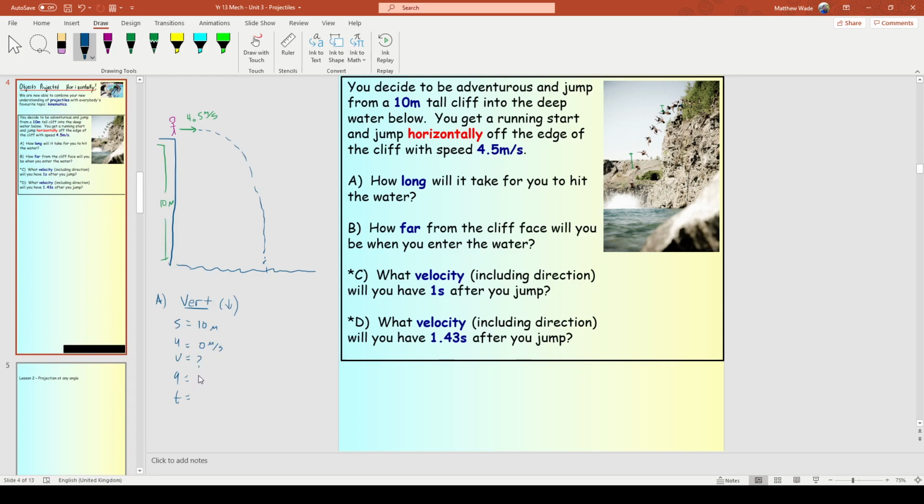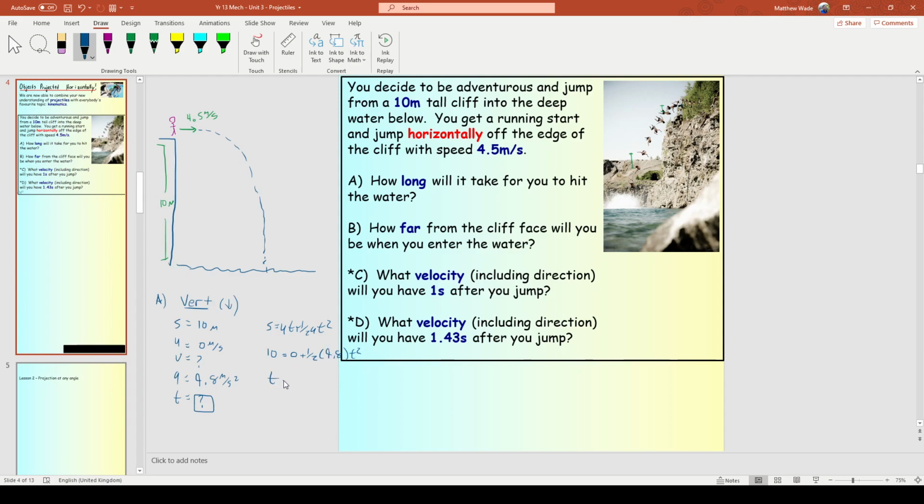V, don't know. Acceleration, we do know that. 9.8 meters per second squared. Positive because down's positive. And time, do we know that? Nope, but it's what we desire. So we need the suvat that's not got V in it. Which one is it? Yeah, it's probably the most common one. It's S equals UT plus 1/2 AT squared. Cool. Whack your numbers in. 10 equals 0 plus 1/2 9.8 t squared.